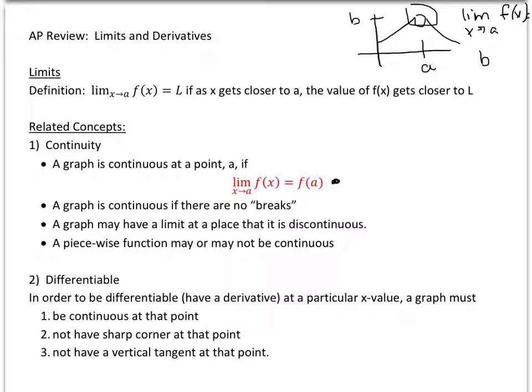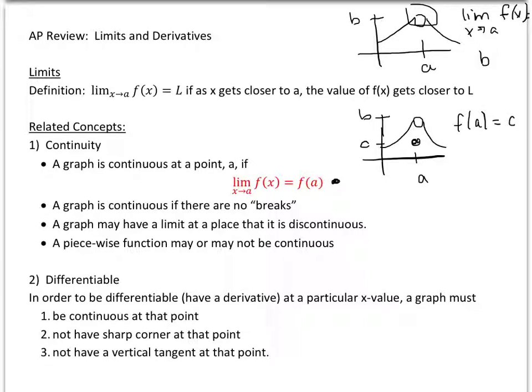I might have a graph that looked like this, and this is the point A. We'll say this little point is C, and this one up here is B. In that case, f of A does exist. F of A is C.